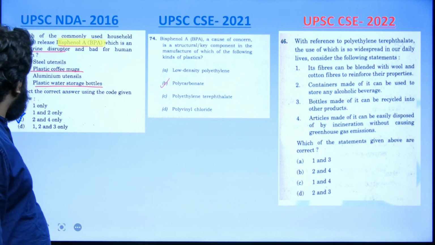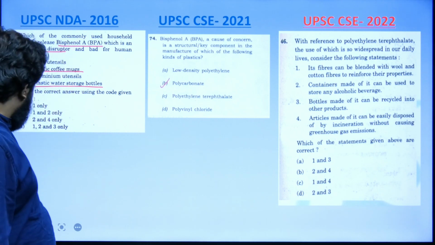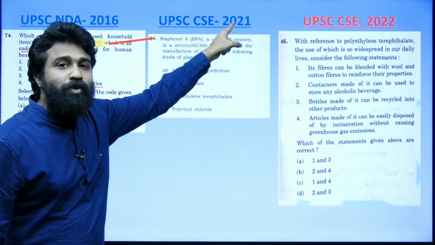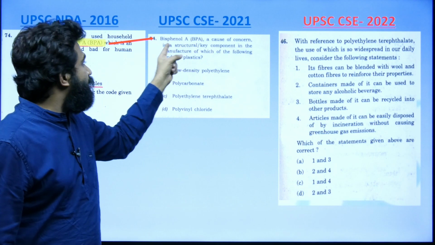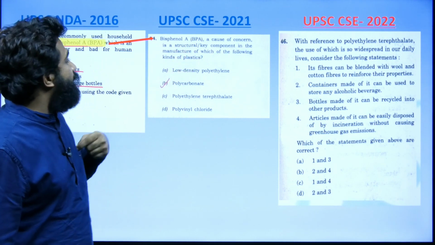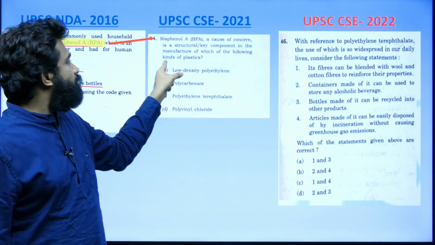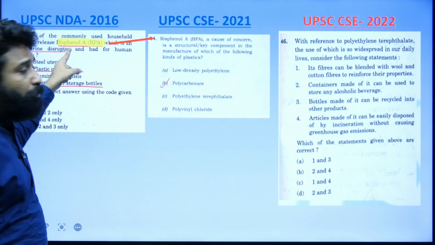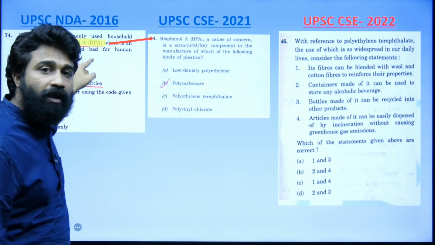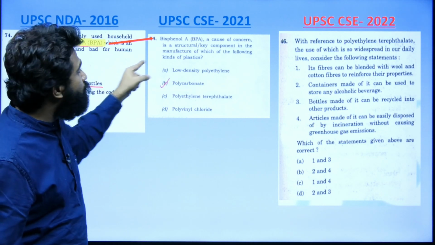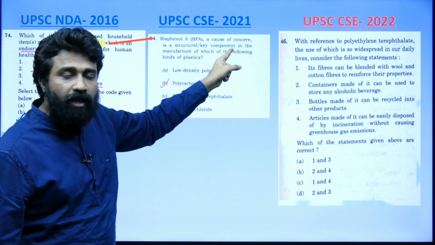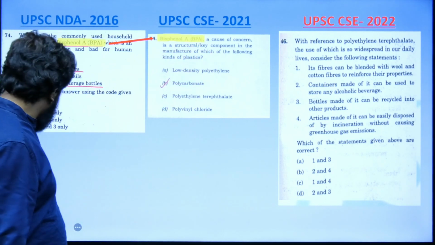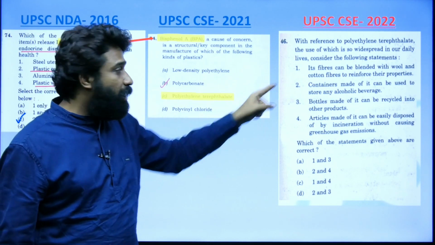See, the same bisphenol A was asked in UPSC in 2021. Bisphenol A, a cause of concern, is a structural key component in the manufacture of which of the following kinds of plastic, that is polycarbonate. If you have read about bisphenol A by doing this PYQ analysis of all the exams conducted by the UPSC, you can answer this question, that is 2021. The same 2021 previous year question is reflected in the recent preliminary examination.